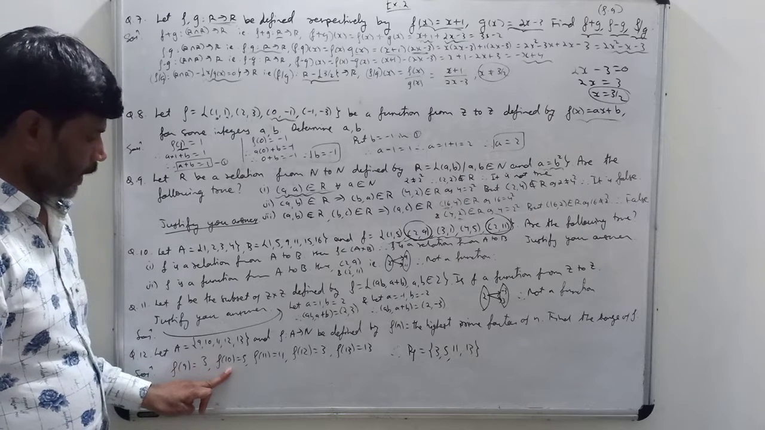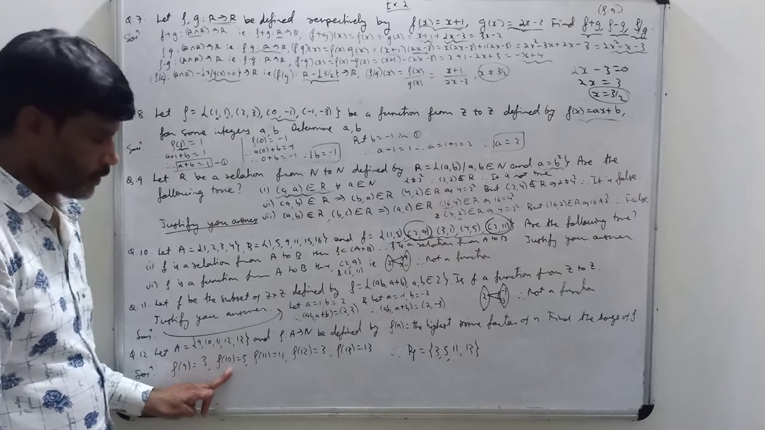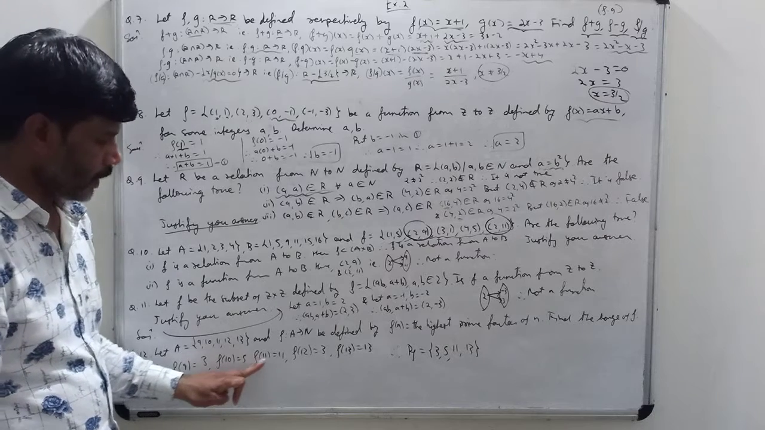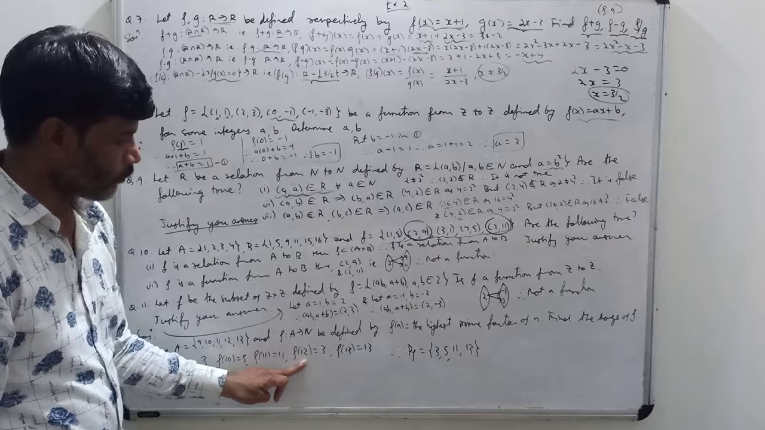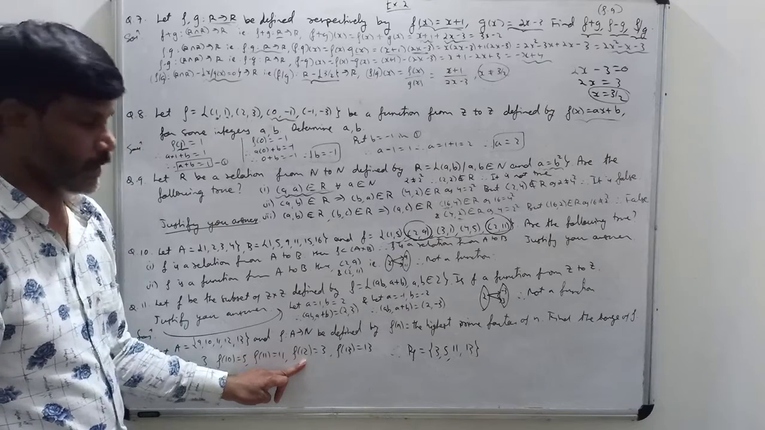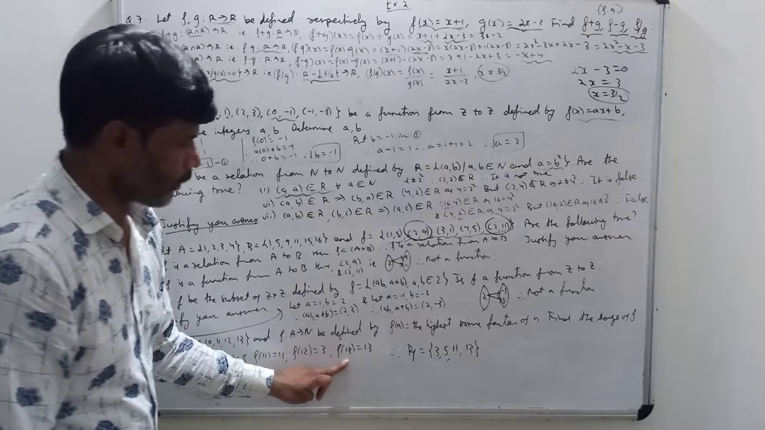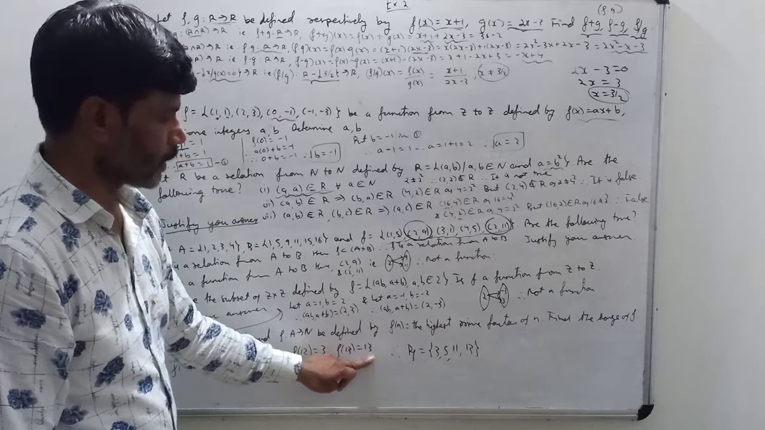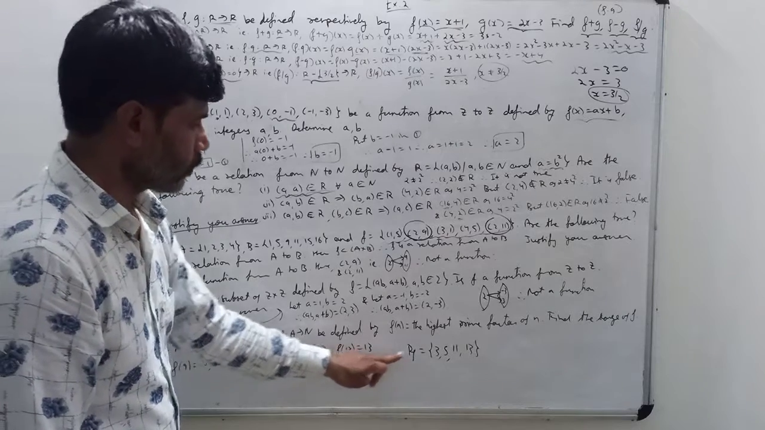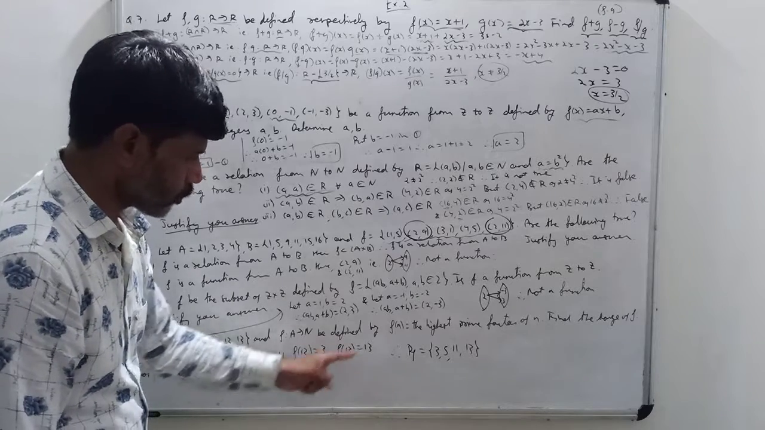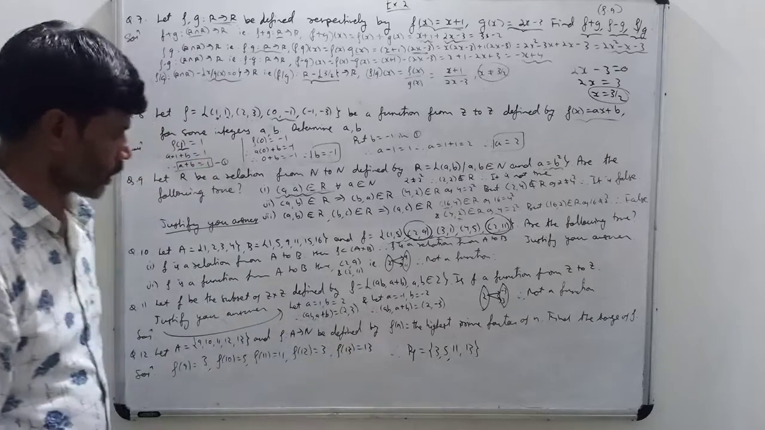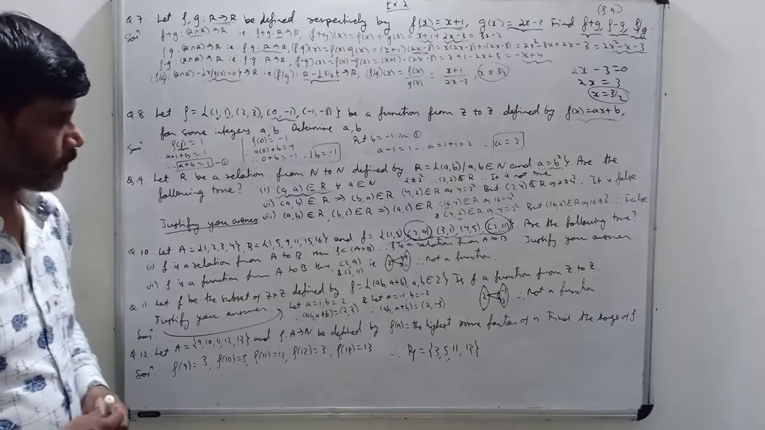f(10), 10 means what? 2 into 5. So what is the highest? 5. f(11), 1 into 11. So 11 is the highest. f(12), that is 4 into 3. So 3 is the highest. f(13), 1 into 13. So 13 is the highest prime factor. So therefore the elements are 3, 5, 11, 3 again, there is no need to write again, 13. So range of this function is {3, 5, 11, 13}.